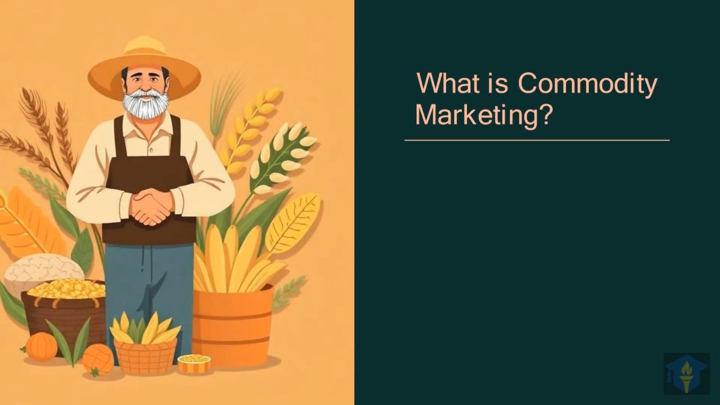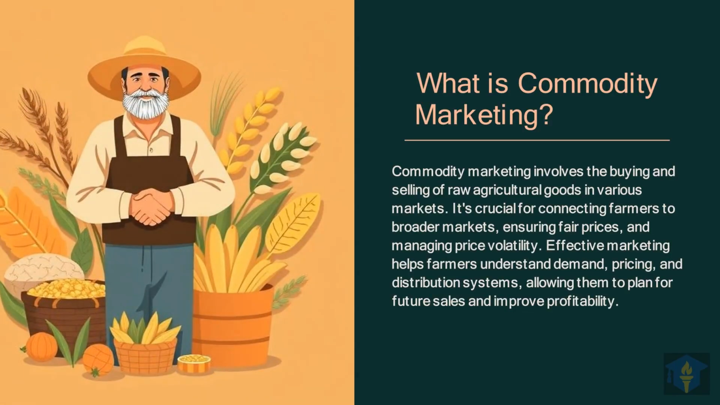Finally, what is commodity marketing? It involves buying and selling raw agricultural goods in various markets, connecting farmers to broader markets, ensuring fair prices, and managing volatility. Effective marketing helps farmers understand demand, pricing, and distribution to improve profitability.